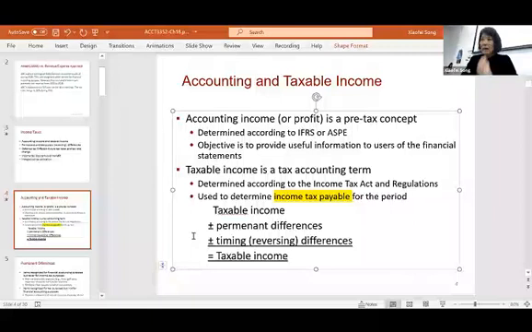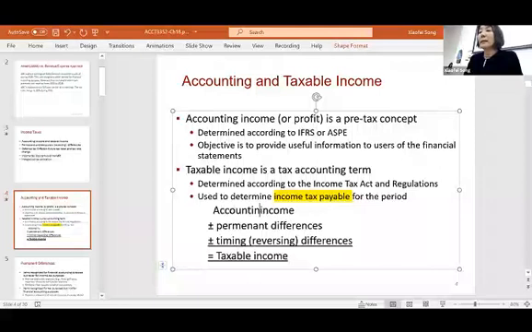The difference between accounting income and taxable income is obviously the difference between GAAP, be it IFRS or ASPE, and the tax rules. So the process, for our purpose, is to determine taxable income, because we do need to know that. We start with the accounting income. Sorry.